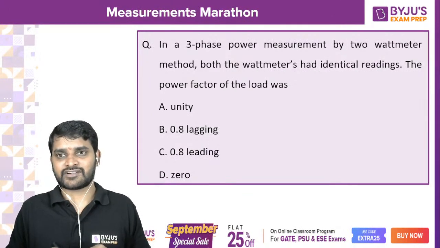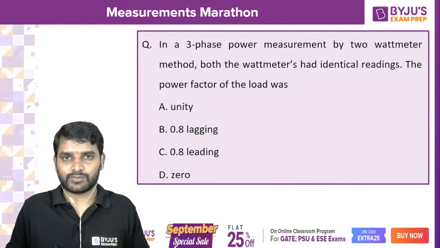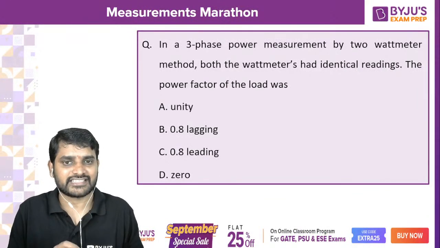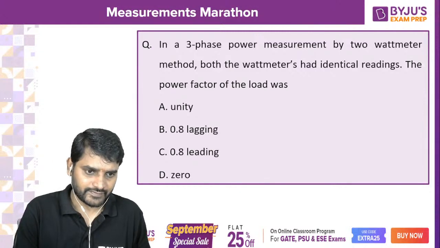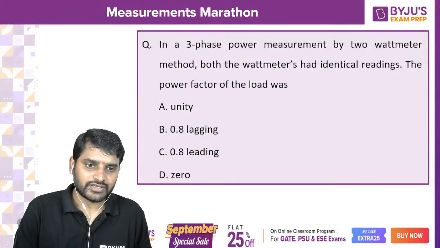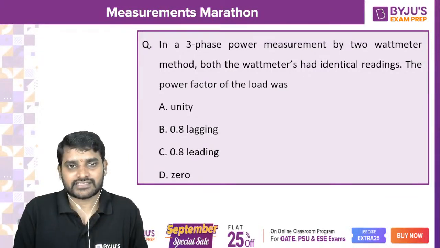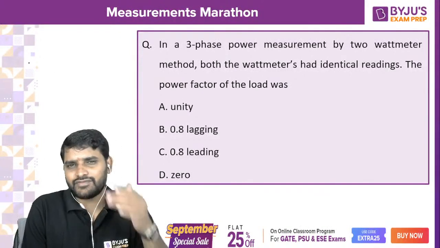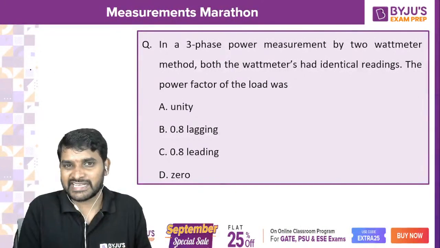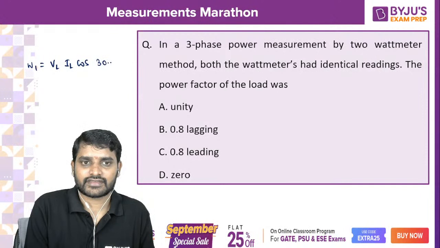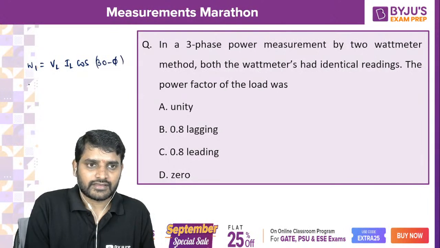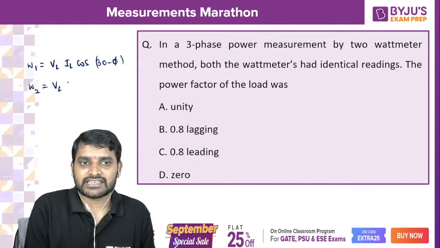In three-phase power measurement by 2 wattmeter method, both the wattmeters had identical readings. The power factor of the load was? When is it possible that you get the same readings? If you forget the other conclusions, you remember only these wattmeter readings. W1 is equal to VL IL cos(30 minus phi). W2 is equal to VL IL cos(30 plus phi).